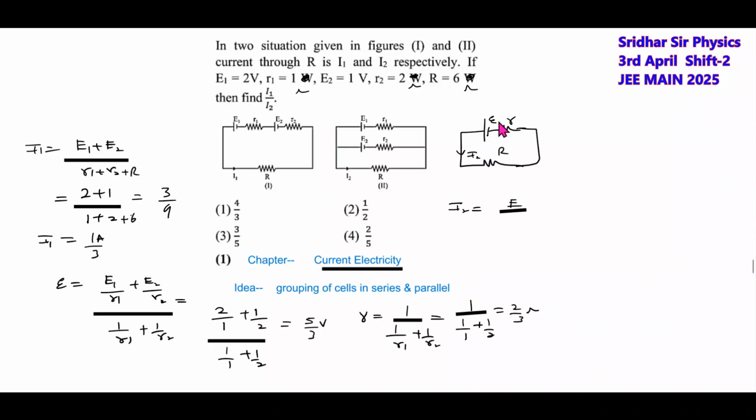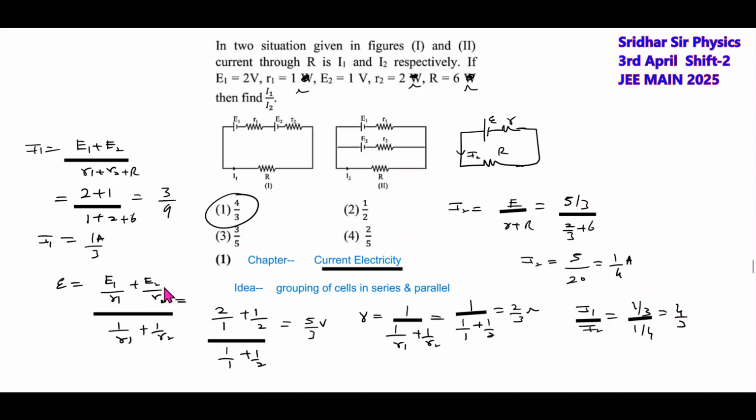What is the expression here? The current will be E by small r plus capital R. The value of E is 5 by 3, small r is 2 by 3, and capital R is 6. Current I2 will be 5 by 20, which is 1 by 4 ampere. The ratio is what is asked: I1 by I2. I1 is 1 by 3 and I2 is 1 by 4, so the ratio will be 4 by 3.